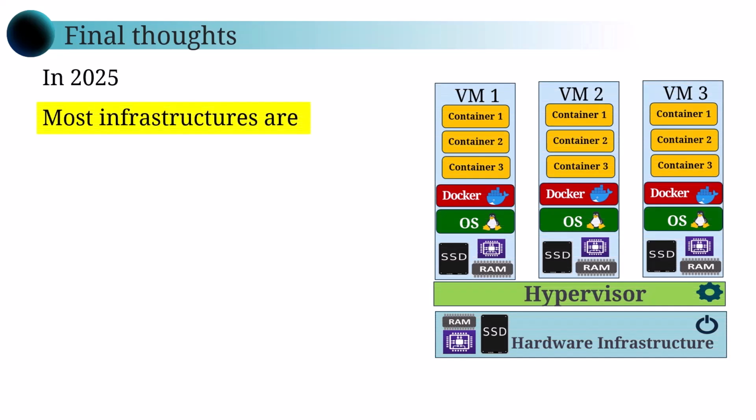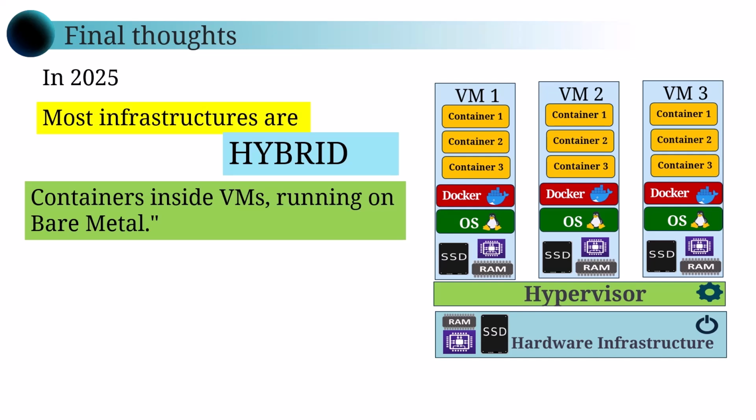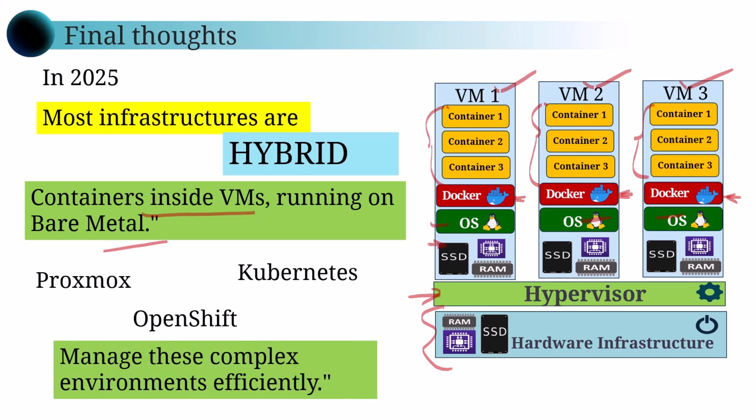Final thoughts. In 2025, most of the infrastructure is hybrid. Containers run on a VM which is running on a bare metal server. You can see a hypervisor installed on the hardware which then spins off multiple virtual machines: VM1, VM2, VM3. Each VM has its own virtual resources like CPU, RAM, and hard disk. We can install different operating systems on them, on which the Docker engine is installed. Containers are then run on each of these platforms. Tools like Proxmox, Kubernetes, and OpenShift are extensively used to manage complex environments efficiently.